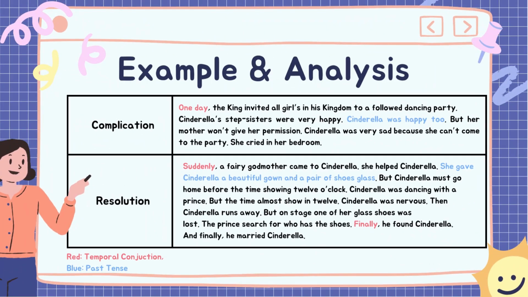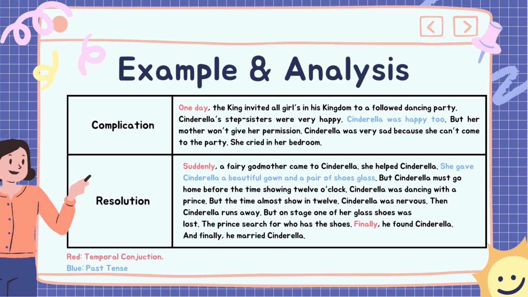One day, the king invited all girls in his kingdom to a dancing party. Cinderella's stepsisters were very happy. Cinderella was happy too, but her mother wouldn't give her permission. Cinderella was very sad because she couldn't come to the party. She cried in her bedroom. This paragraph is the complication of the story.